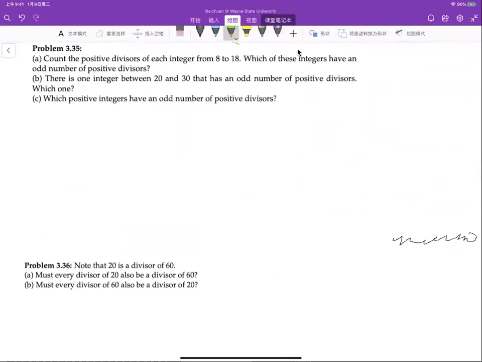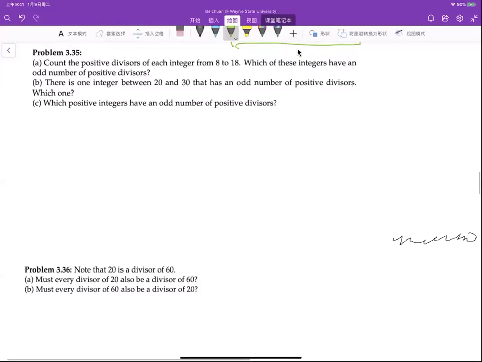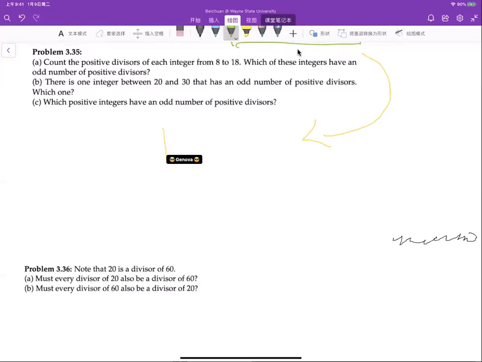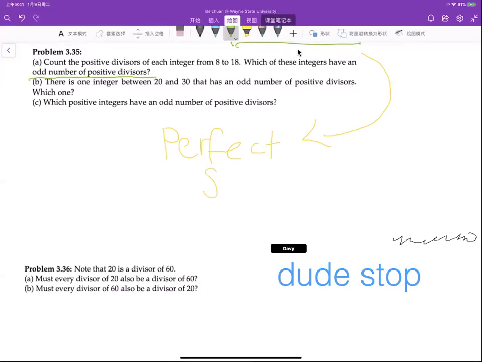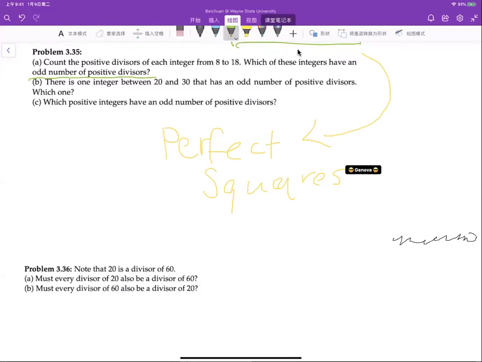So count the positive integers from 8 to 18. Which of these integers have an odd number of positive divisors? Again, let's think about it. Yeah, that's great. So that's the answer, perfect square.